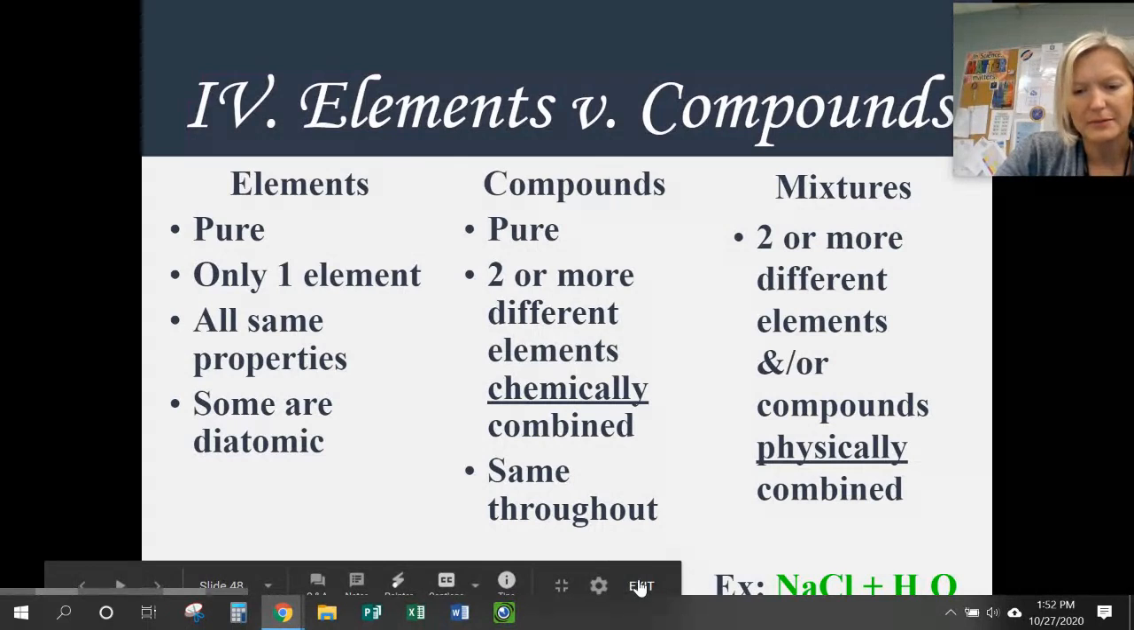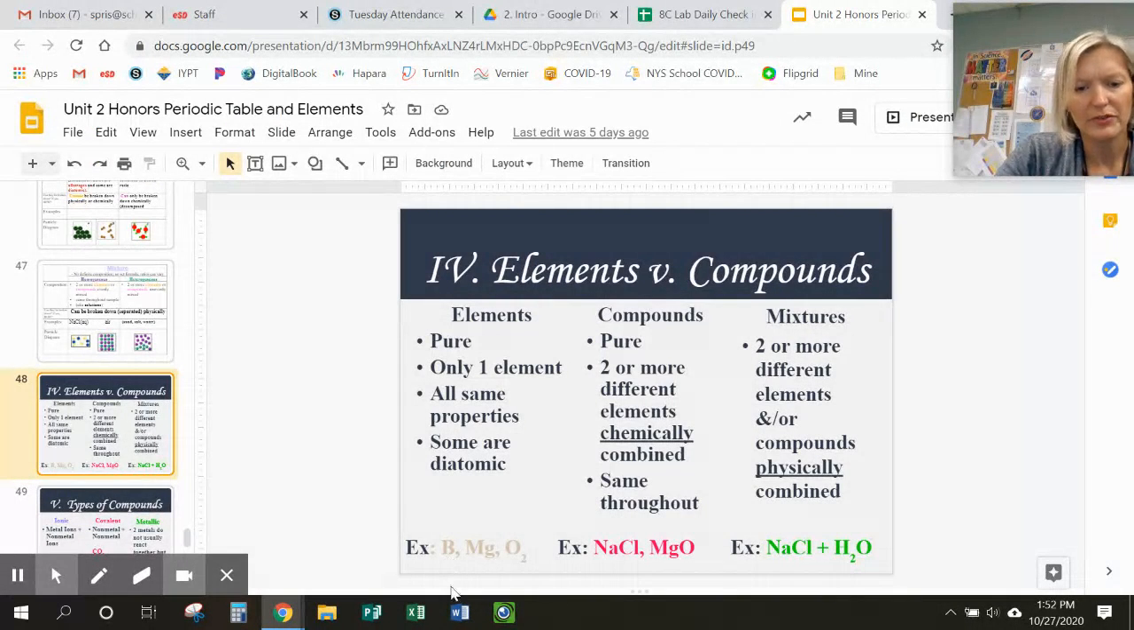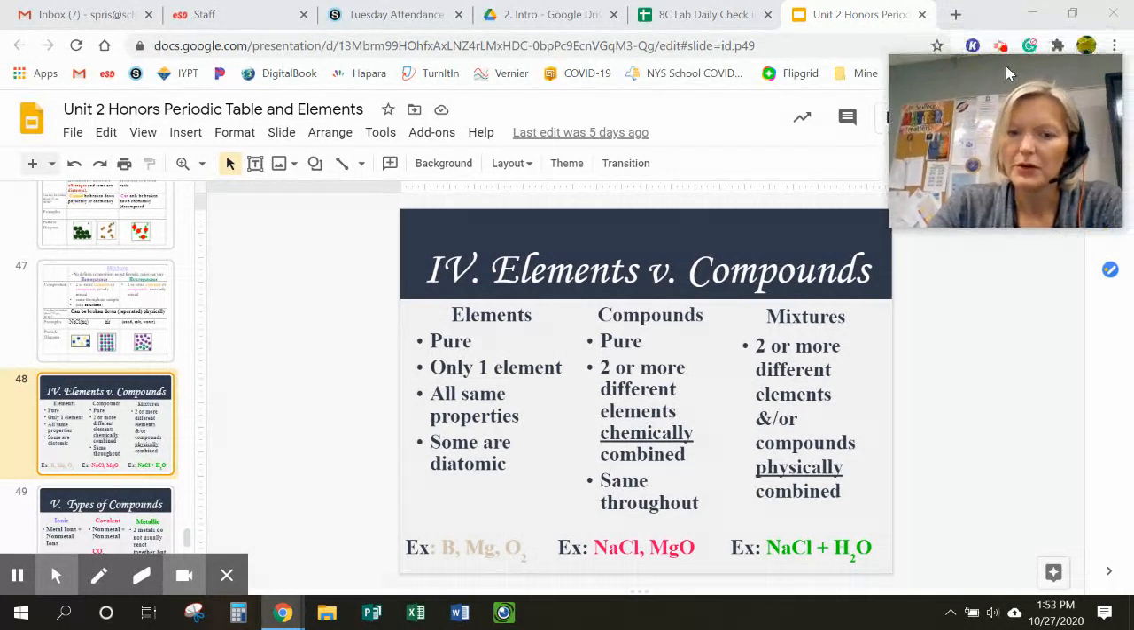Some are diatomic. Now, our other one is compounds. And here are examples of elements: boron, magnesium, oxygen. A compound is pure. Pure meaning we have two or more different elements chemically combined. It's the same throughout. An example would be NaCl, which would be table salt, MgO, magnesium oxide.